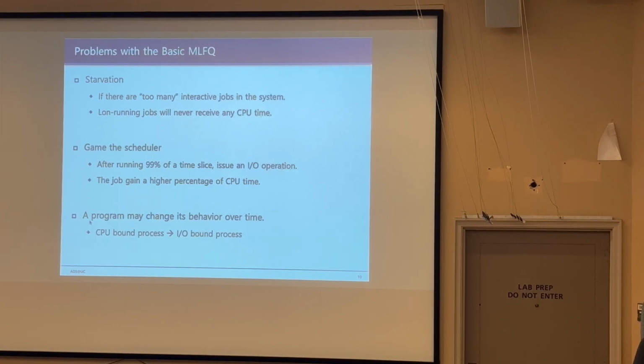Another downside is that a program may change its behavior over time. If you have a process that performs long CPU bursts in the beginning, but short CPU bursts later, then it's going to suffer. Because during the first period, where it performs long CPU bursts, its priority gradually drops to the lowest priority. After that, even if it has short CPU bursts, it cannot be promoted.